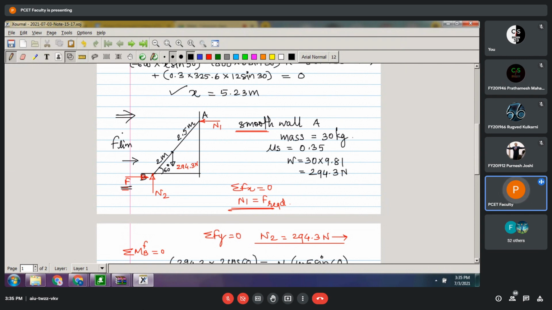So that will be my available force and this is my required force. If requirement is less than availability, obviously it will remain in this position.